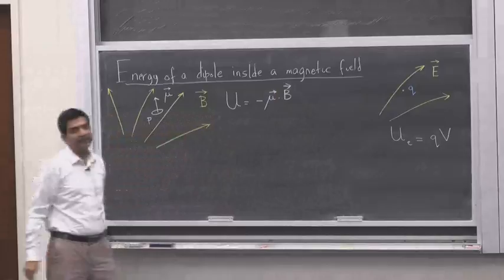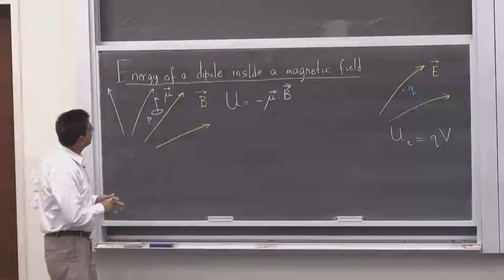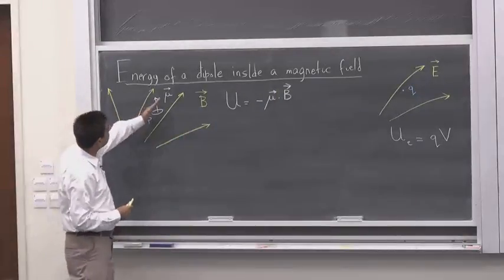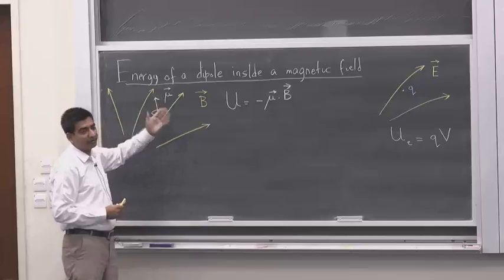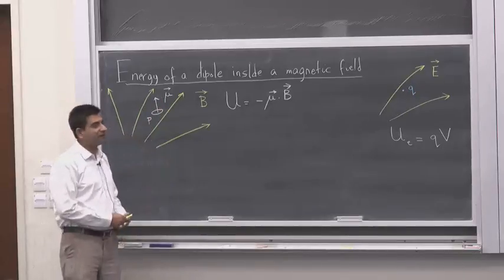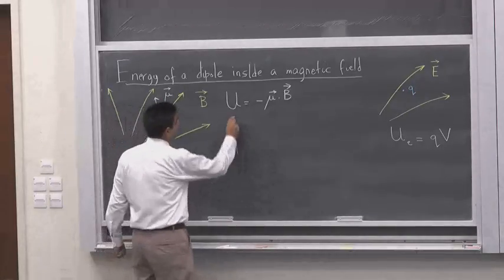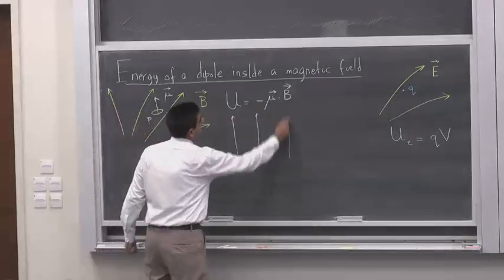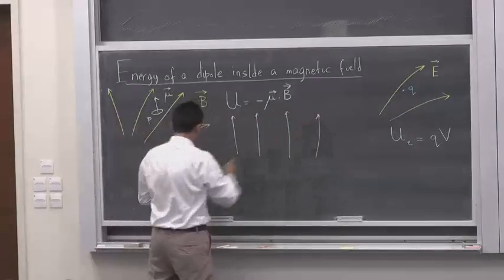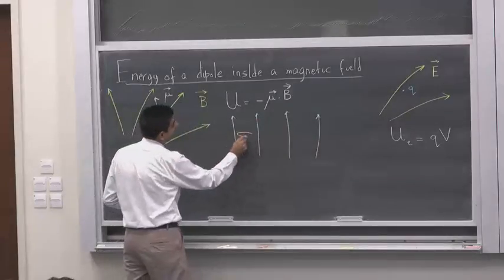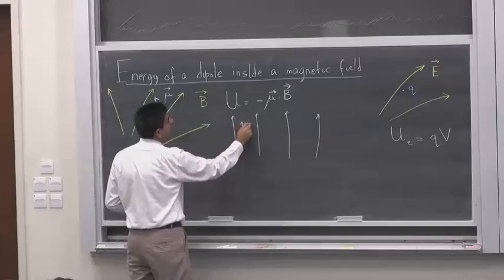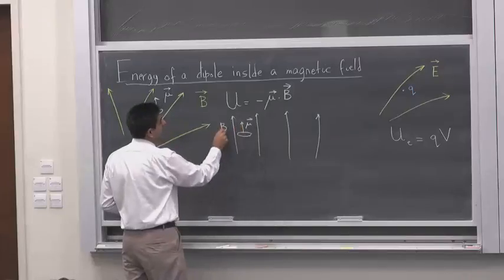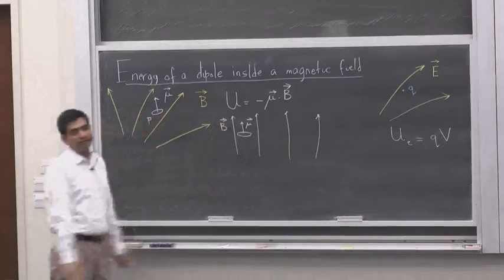And this minus sign ensures that whenever this magnetic moment is parallel to the magnetic field at some point, the energy is lower. So that's why if you have a magnetic field, dipoles tend to align in such a way that their magnetic moment is parallel to the magnetic field. This will lower the energy of the system.